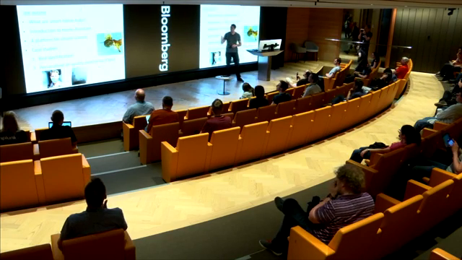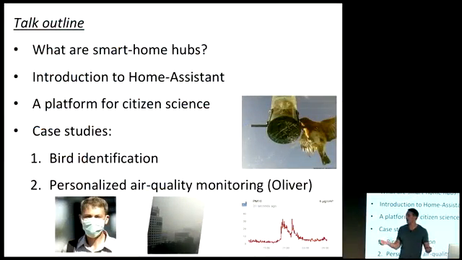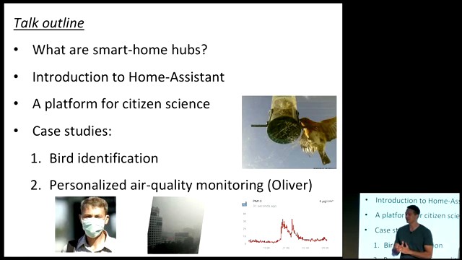Okay, so just to give you a brief overview of what I'm going to talk about, I'm first going to introduce the topic of the smart home and smart hubs and answer the question, what are they and why should I care? I'll then give a brief introduction to Home Assistant and tell you why I think it's a great platform for doing citizen science. Then we're going to have two case studies. I'm going to present the first one, and that's on a bird classification project I've been working on.